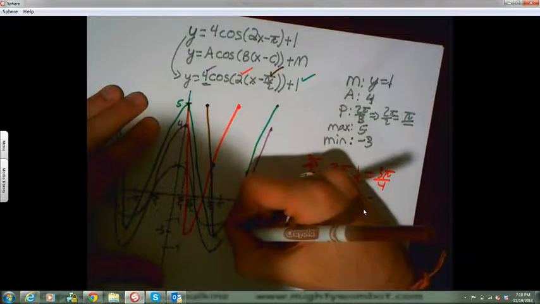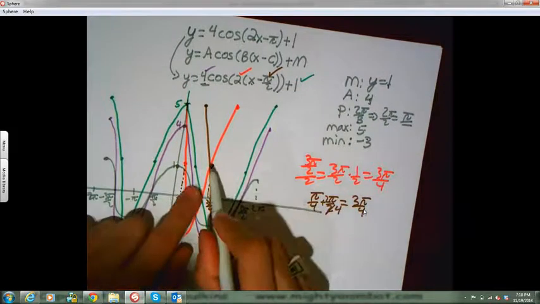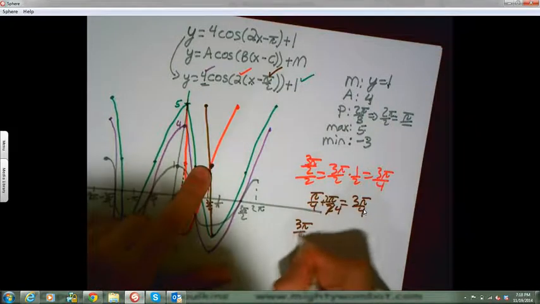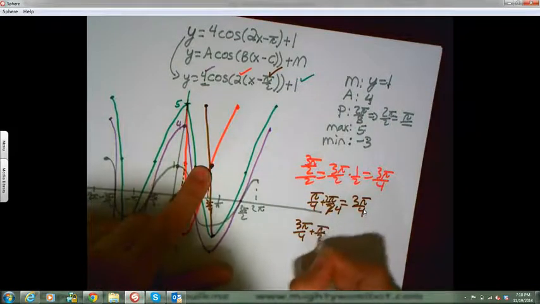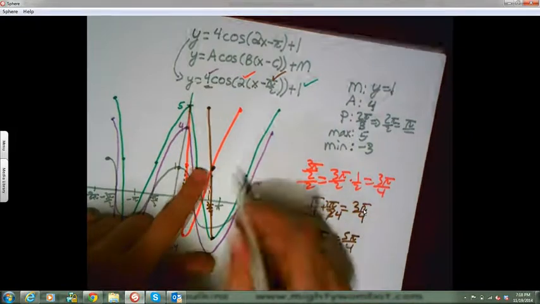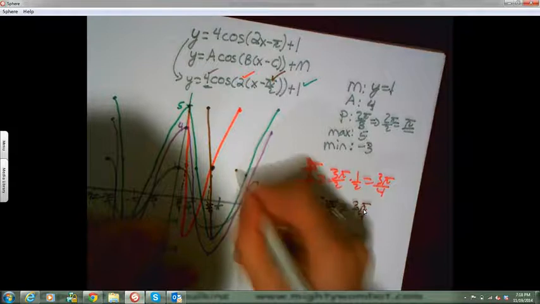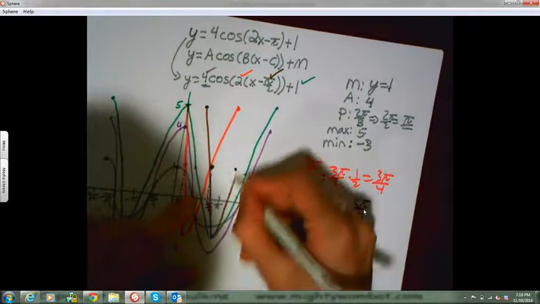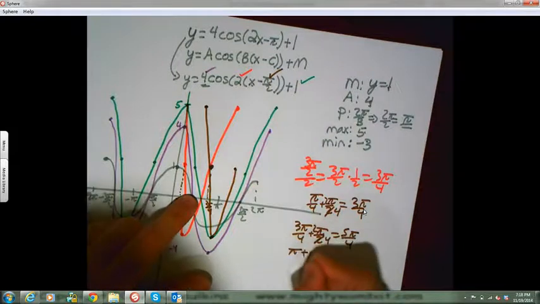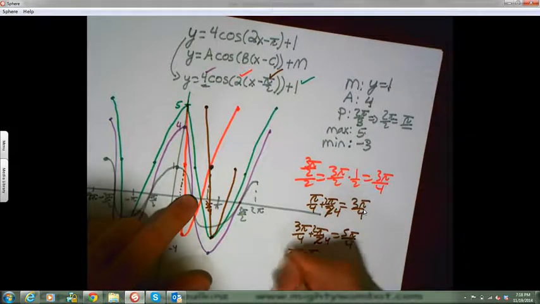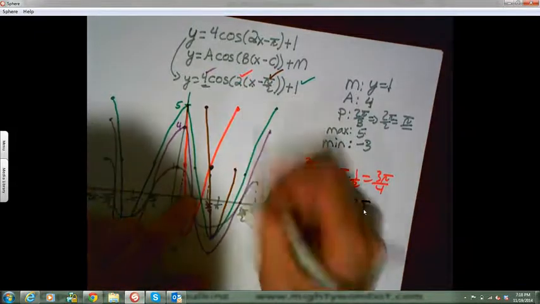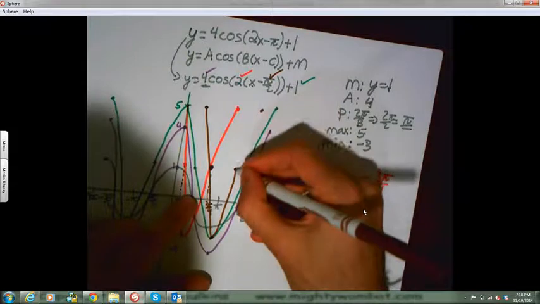The 3 pi over 4, this point, remember, used to be on red. 3 pi over 4 plus pi over 2, call it a 4, call it a 2, is 5 pi over 4. That's a little bit bigger than pi, so right here. Come up here. And now this was at pi. Pi plus pi over 2 will give me 3 pi over 2. So this point needs to come up here to 3 pi over 2. And there we are.